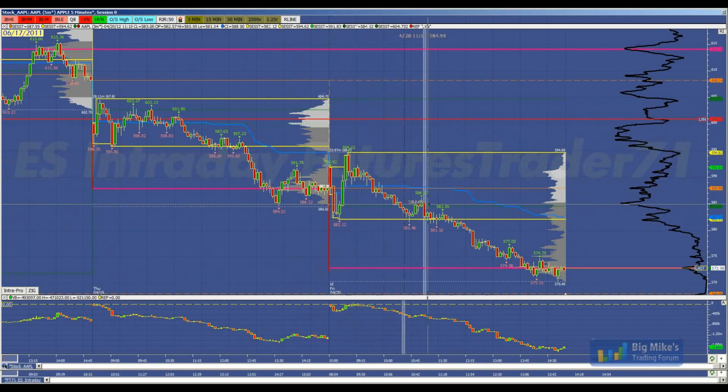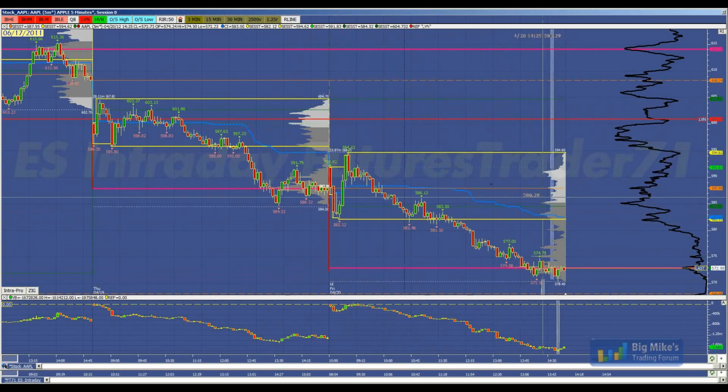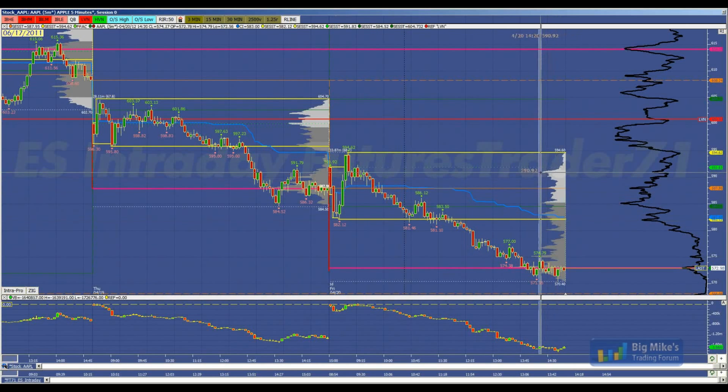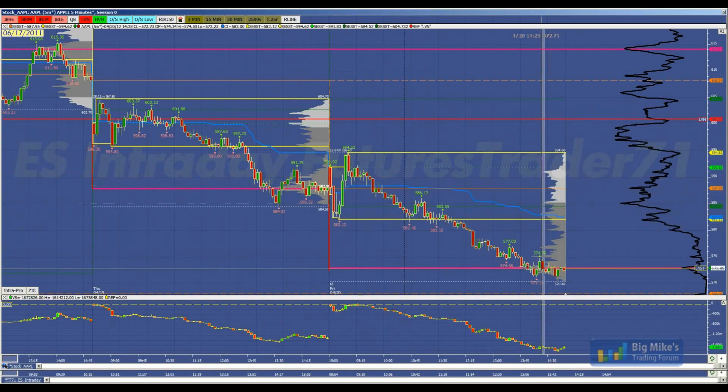Now it started its walk all the way down, and as it walked down, the VPOC went from 90 to 85 to 82, down to 75, and then finally rested at the low of the day at 72. That's not a good sign for Apple.